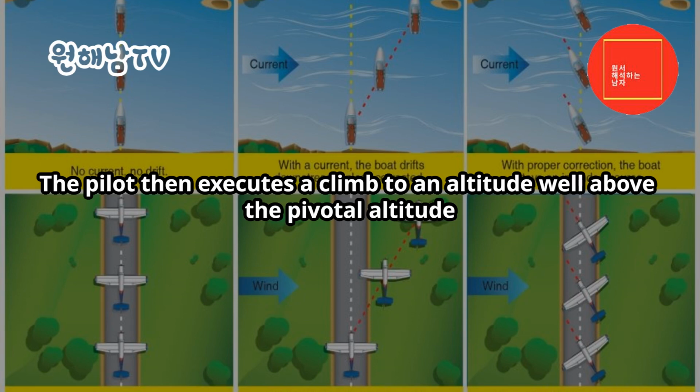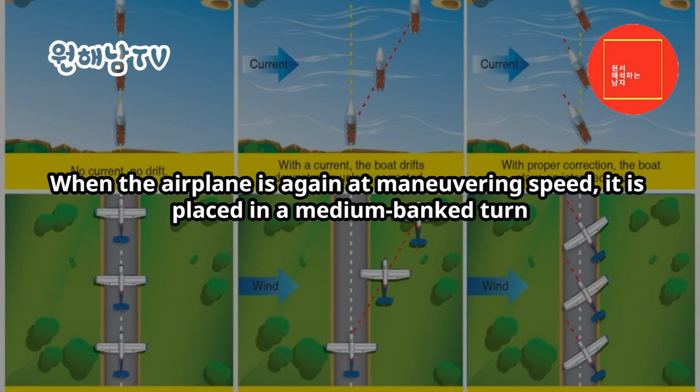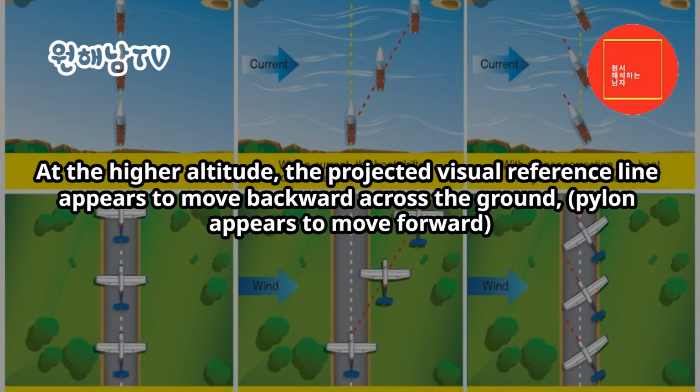The pilot then executes a climb to an altitude well above the pivotal altitude. When the airplane is again at maneuvering speed, it is placed in a medium bank turn. At the higher altitude, the projected visual reference line appears to move backward across the ground. The pylon appears to move forward.